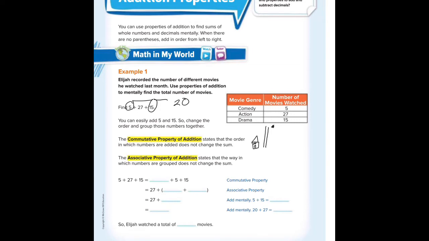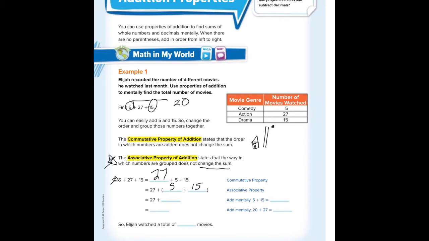Now the associative property changes the way in which numbers are grouped, but does not change the sum. A tip with the associative property is that generally, not always, it will have parentheses. So we're going to dive into this. And they have 5 plus 27 plus 15. We could also flip it around and say, well, we're going to do 27 first, and then 5 and 15. And we're going to group 5 and 15 together.